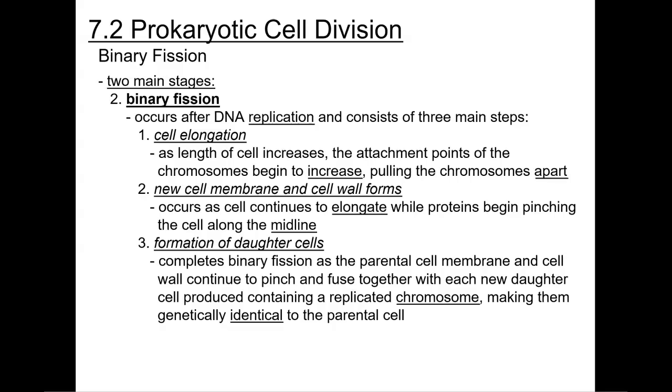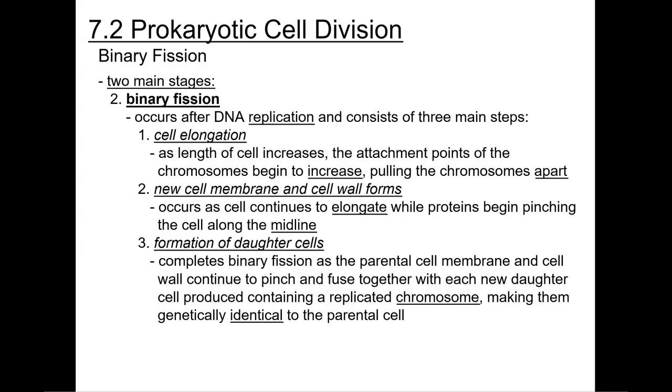Binary fission occurs when the DNA replicates and consists of three main steps. After the DNA replicates, what first happens is your cell elongates. You saw that in that previous picture. As the length of that cell increases, the attachment points of the chromosomes begin to increase, and that pulls those chromosomes apart. New cell membranes and cell walls are going to begin to form as the cell continues to elongate while proteins begin pinching that cell in at that midline.